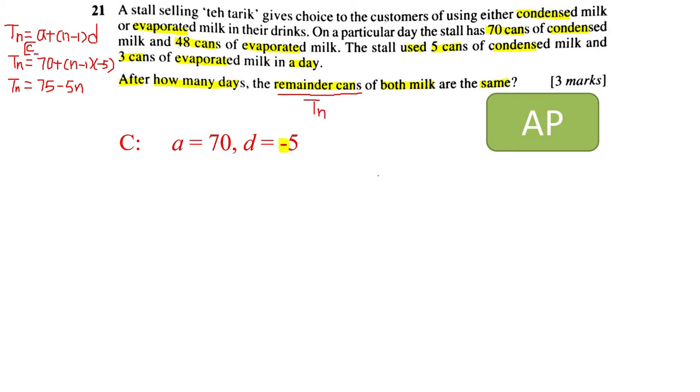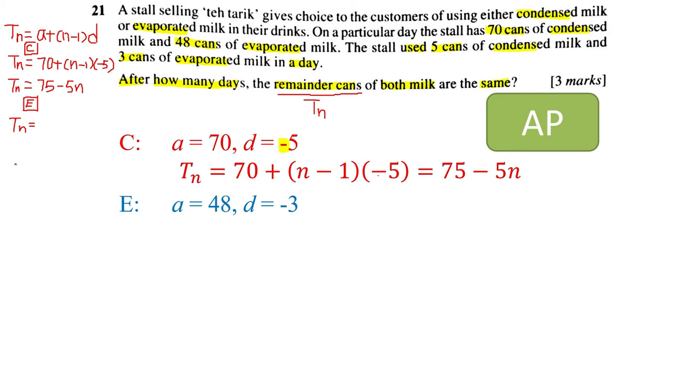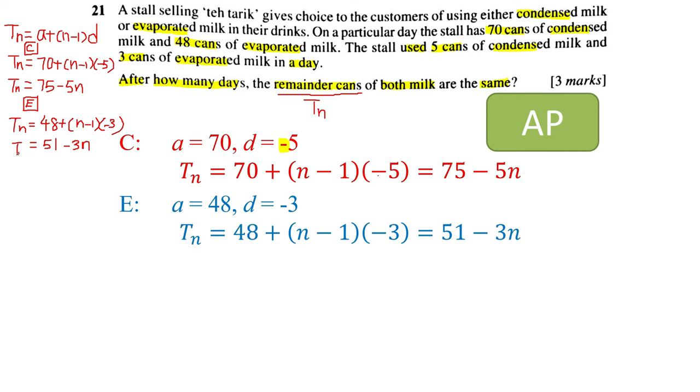I label it C here. For evaporated milk, the A is 48 and the D is negative 3. 48 plus n minus 1, negative 3. Negative 3 times n, we get minus 3n. Negative 3 times negative 1 is positive 3. So we add 48, we get 51. So with that, we get the Tn for evaporated milk. Both of these Tn represent the remainder cans.